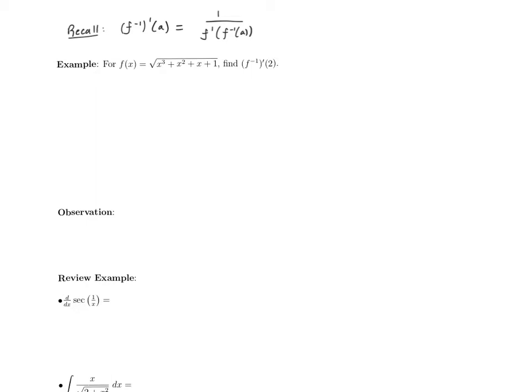So hopefully you've paused the video and thought about this for a few minutes. F inverse prime at 2, we can rewrite this as 1 over f prime f inverse of 2. And we immediately see those two quantities we need to solve for. What is the number, f inverse of 2, and what is the derivative, f prime? And the order you find these things is really irrelevant.